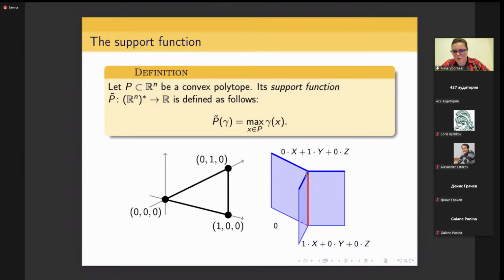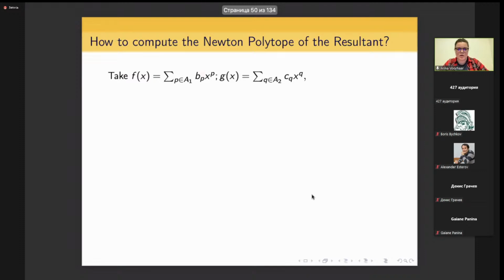So here they have all a common line. And that's probably an important piece of information that we will need later. Okay, so now we come back to the question of how to compute the Newton polytope of the resultant. And let me show you the recipe.